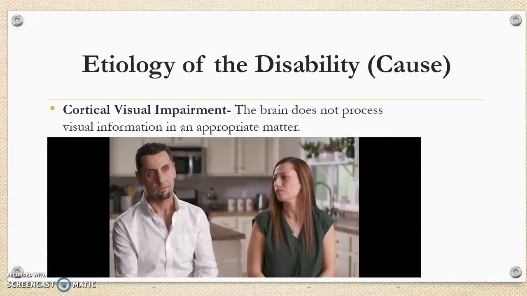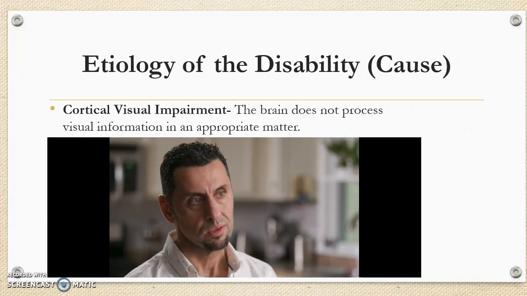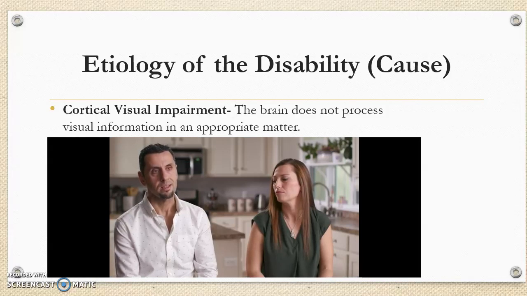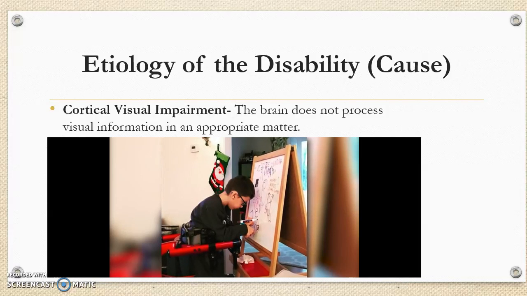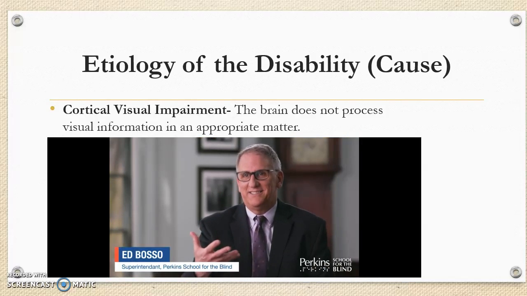He was fortunate enough at a young age, they noticed those things and we managed to get the diagnosis, and then we can focus on the right approach. Until you get that clarification, you lose days, months, even years. Ed Basso, Perkins Superintendent. People can't see CVI.